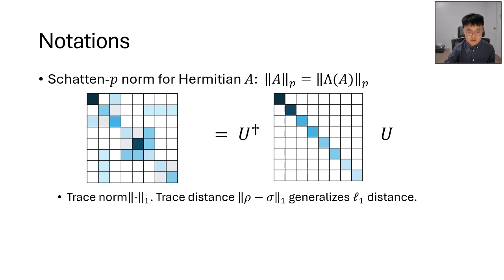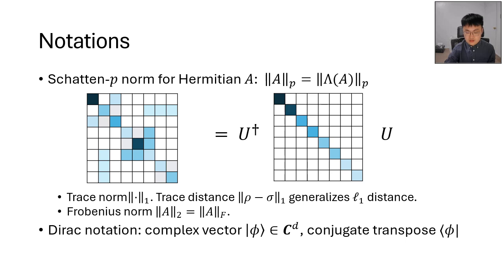And at some important special cases, when p equals 1, this is called the trace norm. And the trace norm of the difference of two quantum states is called the trace distance, which generalizes the L1 distance between two discrete distributions. Another important special case is the case when p equals 2. So this is often called Frobenius norm or Hilbert-Schmidt norm.